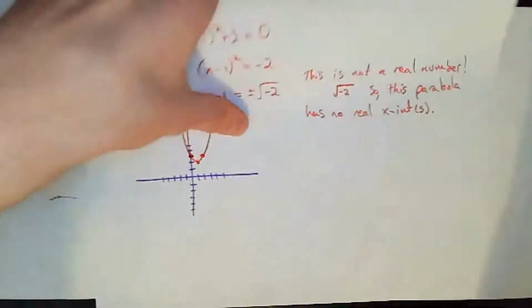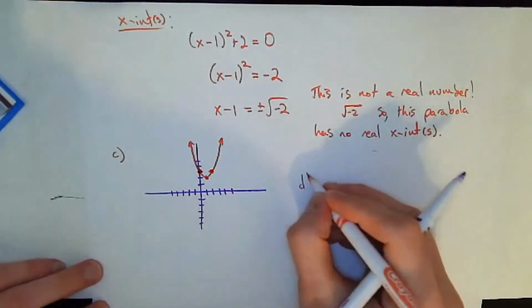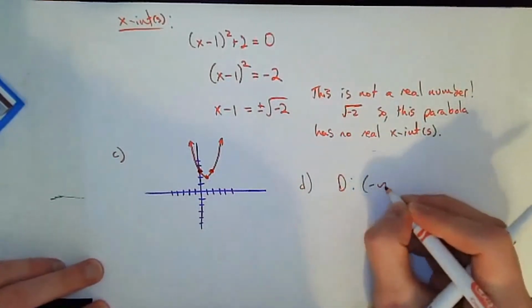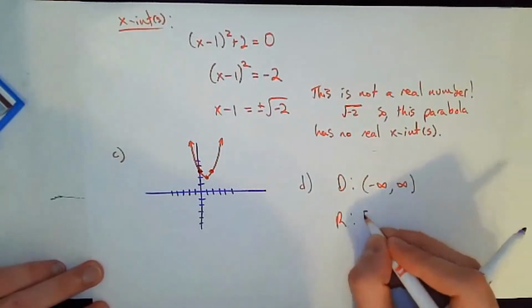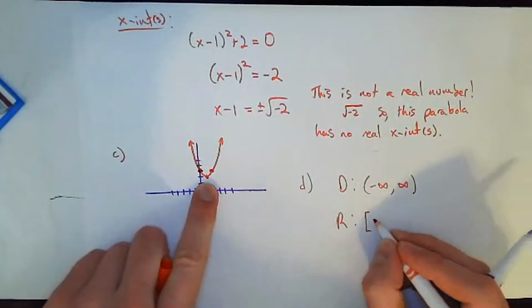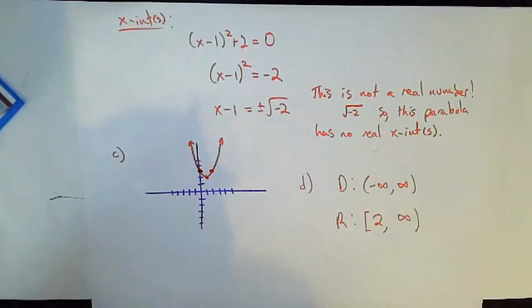Okay, let me do another one. Oh wait, sorry, I was going to do part D here. Part D is stating domain and range. Domain is always going to be, for these polynomial functions, completely unrestricted. The range is restricted. What's the lowest y value it hits? 2, right? The lowest y value. And it is unbounded in the positive direction.